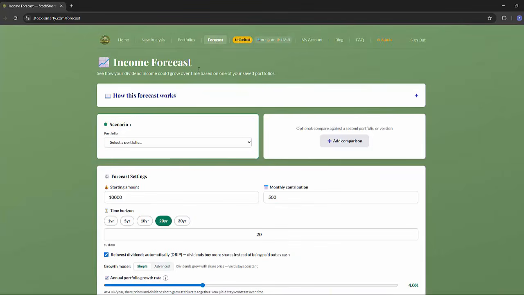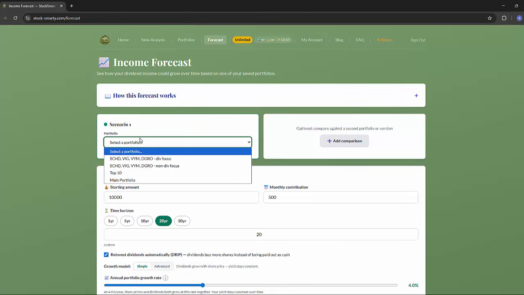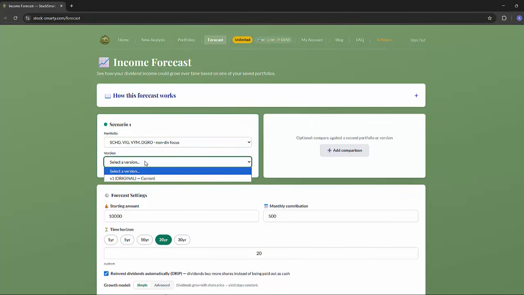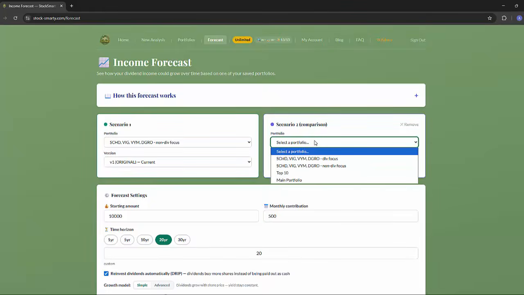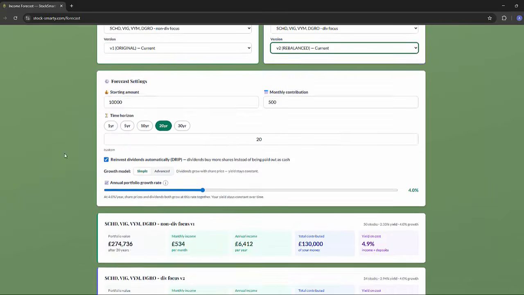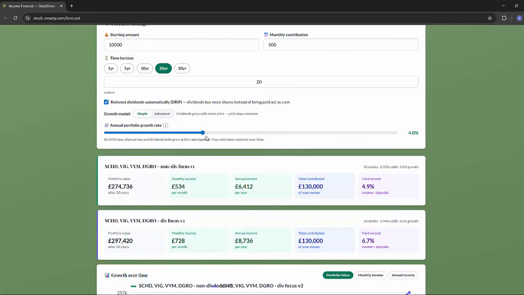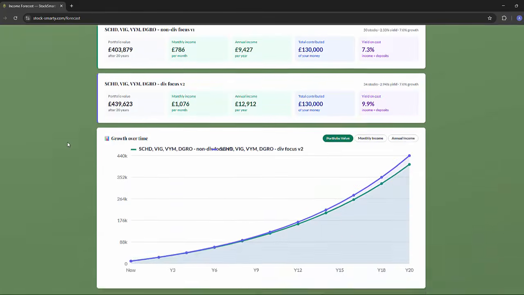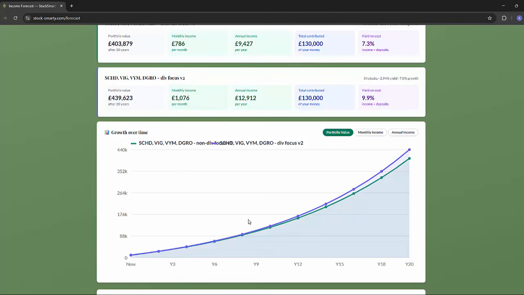So again, what we can do now is go to our forecast tab. We can compare our two profiles, one against the other. So we can look at our non-div focus profile, which we're only at version 1, and then we can add in a new one, which we'll do our div focus. And obviously because we rebalanced, we have version 2, although we know it's exactly the same as version 1 for now. We can put in a starting amount, what we'll contribute, and a time horizon. We put in an assumed growth rate of stocks, so we can put in 7%, which is somewhat reflective of the S&P 500. And then we can see via the table above and the graph below a comparison.